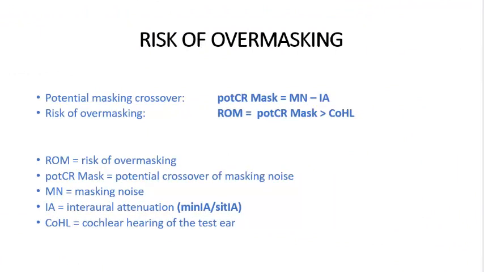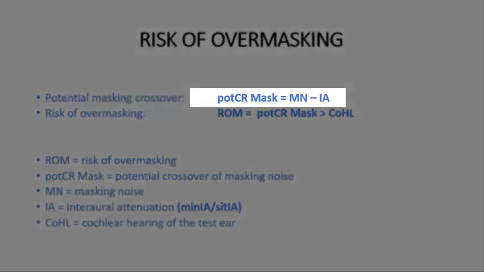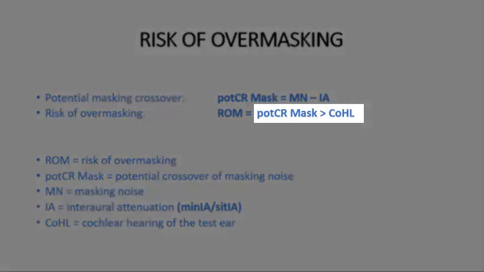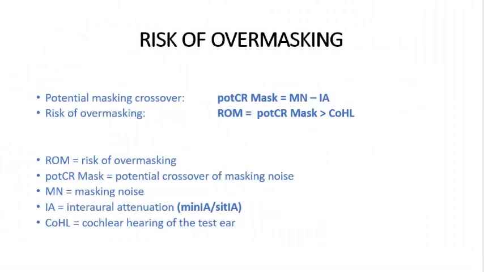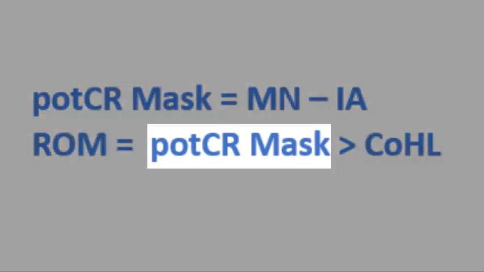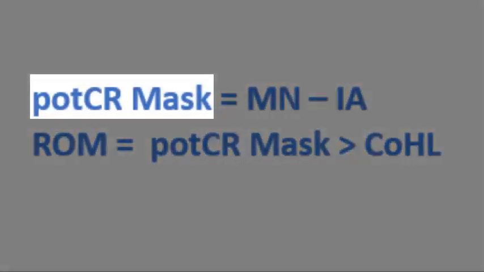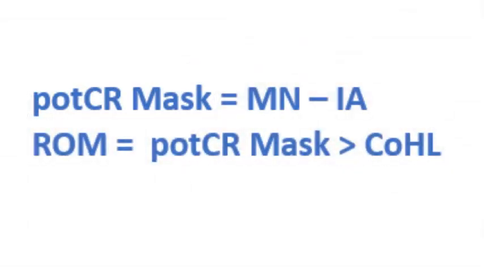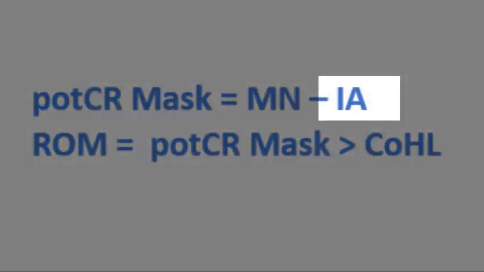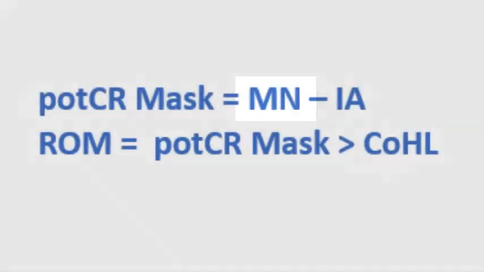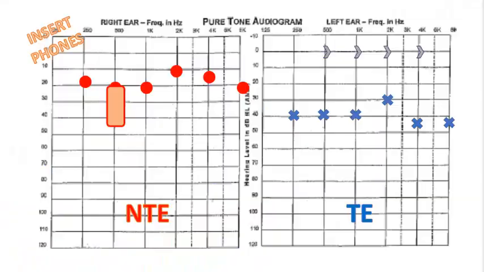The risk of overmasking checks the potential crossed level of masking noise and compares it to the cochlear hearing of the test ear. So if the potential crossed level of masking noise is greater than the cochlear hearing of the test ear, then there is a risk of overmasking. The potential value of crossed mask noise is determined by subtracting the interaural attenuation value from the level of the masking noise that is being delivered. Let's look at this situation.